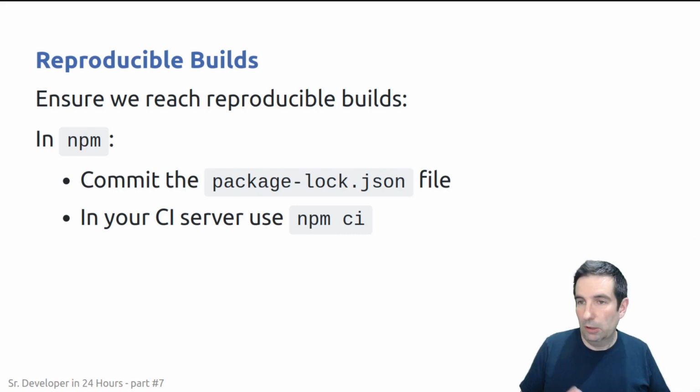So basically, developers can keep updating their packages. Once they're updating their packages, they should commit the package-lock file. But then on the CI server, to ensure that we have reproducible builds, we use the file that has the frozen versions that we have been using.